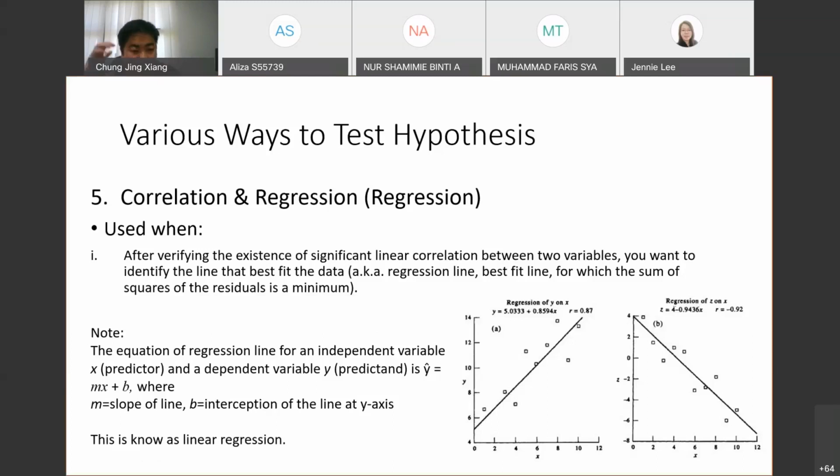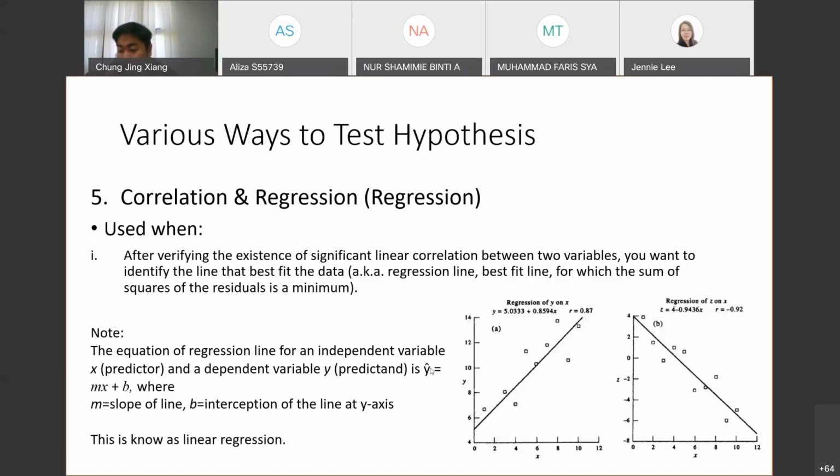It is where the sum of squares of the deviations, if you still remember sum of squares from last week's class, is the minimum. So one straight line fits our data and can describe our data, because we want to generalize it. Generally, this is the relationship. Let's look at the technical part. The equation of the regression line for an independent variable x, which we call the predictor, and a dependent variable y, the predictand, is equal to what?